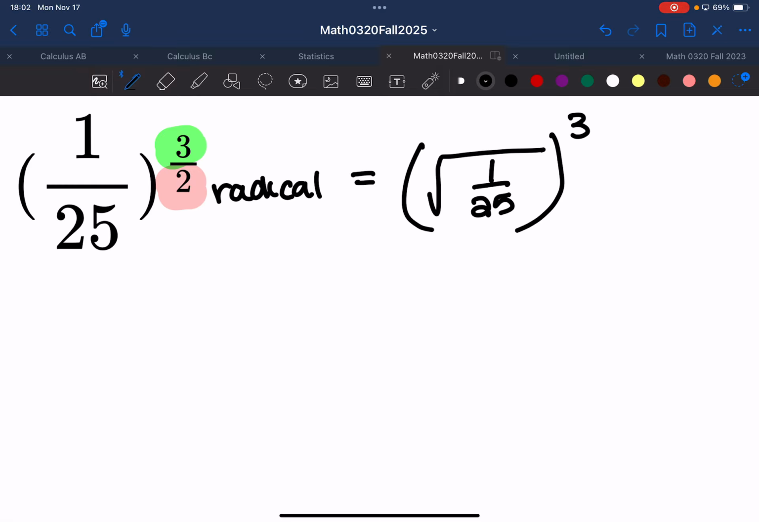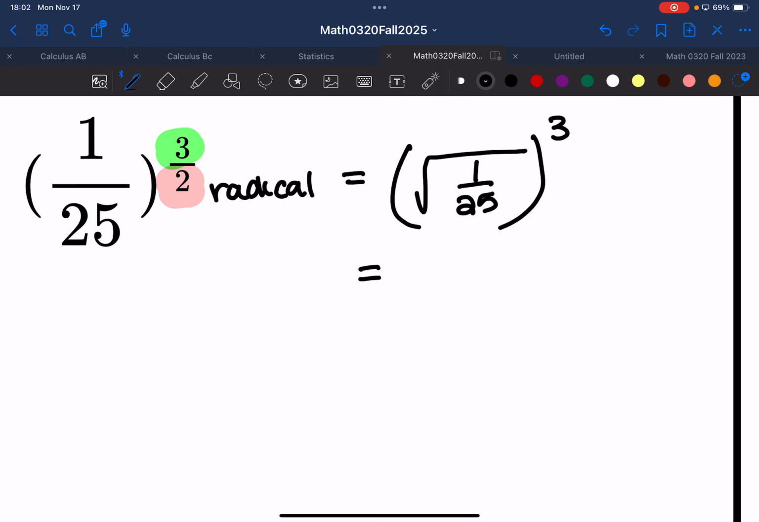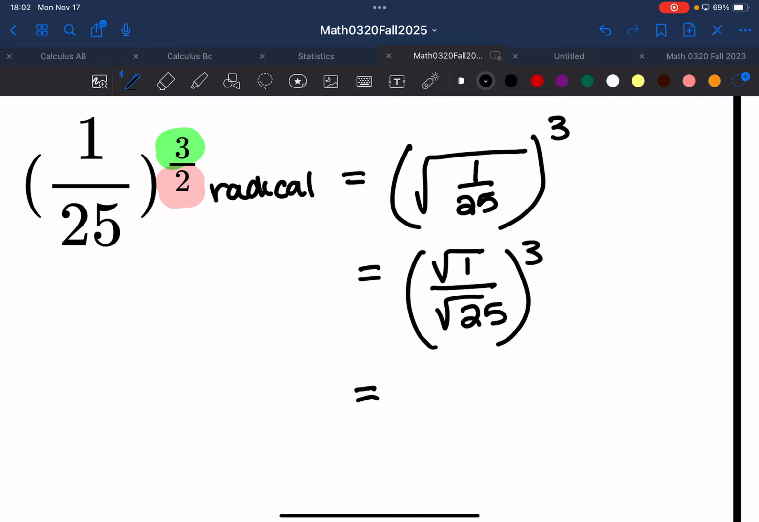And then remember, by the properties of square root, since we have a fraction, we can technically take the square root of the numerator and the denominator separately. So this is equal to the square root of 1 over the square root of 25, cubed. Okay, so I gave the square root to both the numerator and the denominator. Then I can simplify. What's the square root of 1? 1. What's the square root of 25? 5. Okay, then I have to cube everything.